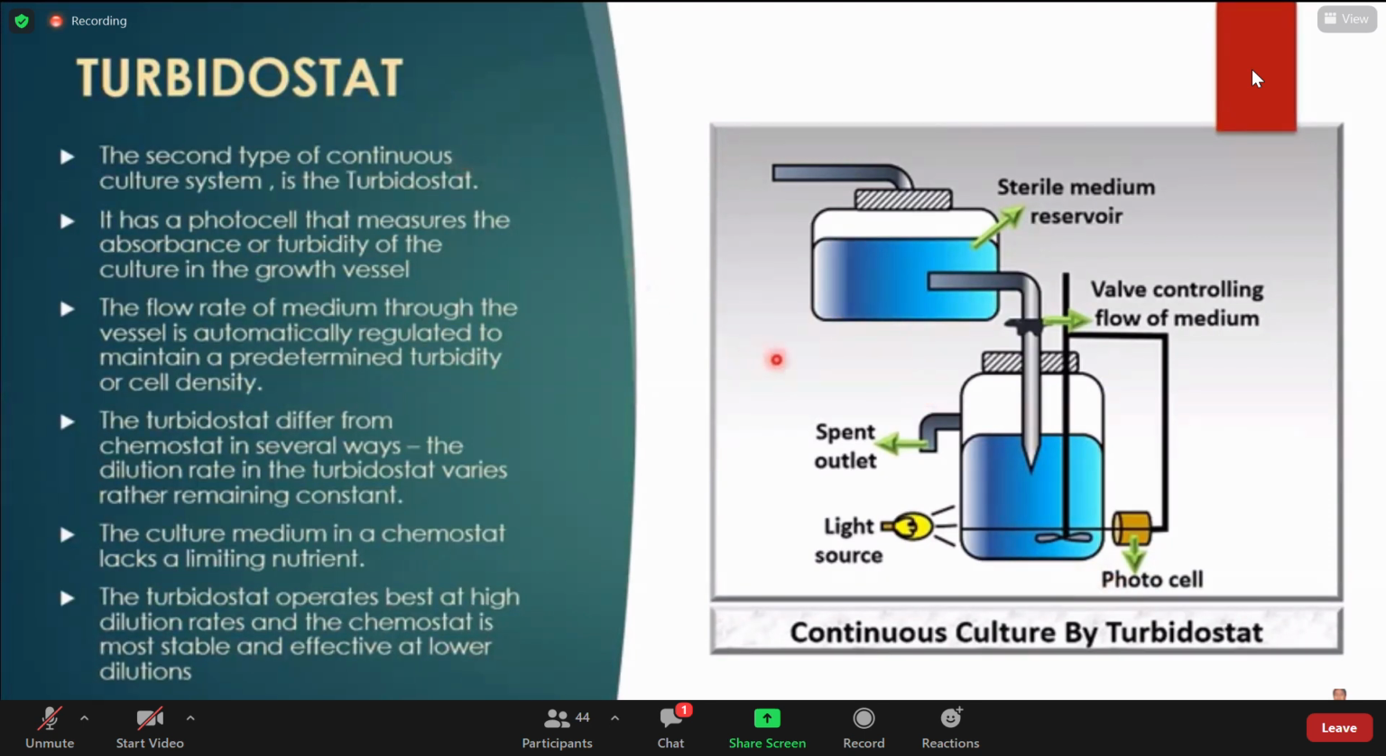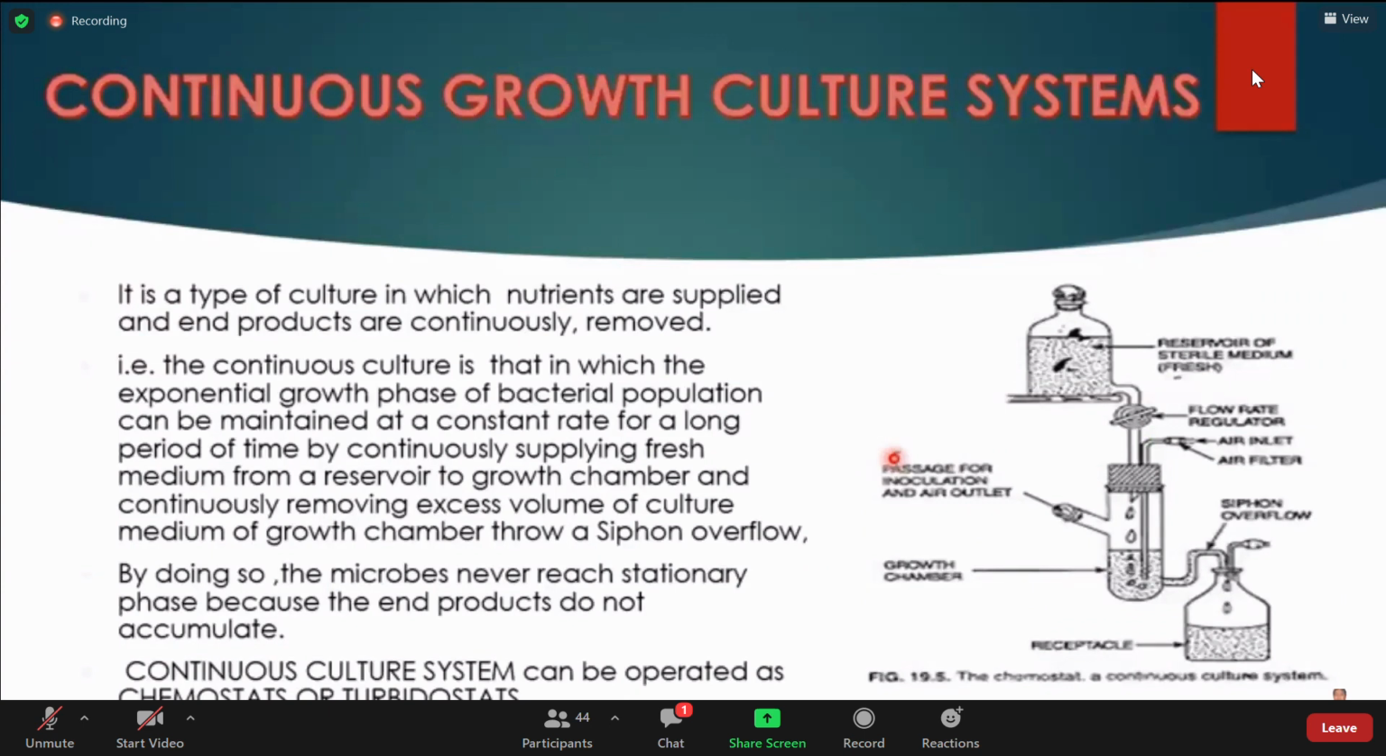So the second type of continuous culture system is the turbidostat. So we have gone through the two types of continuous growth system, the chemostat and the turbidostat, where there is a continuous flow of fresh medium into the growth chamber and continuous removal of the spent medium. That's why this is called a continuous culture system.